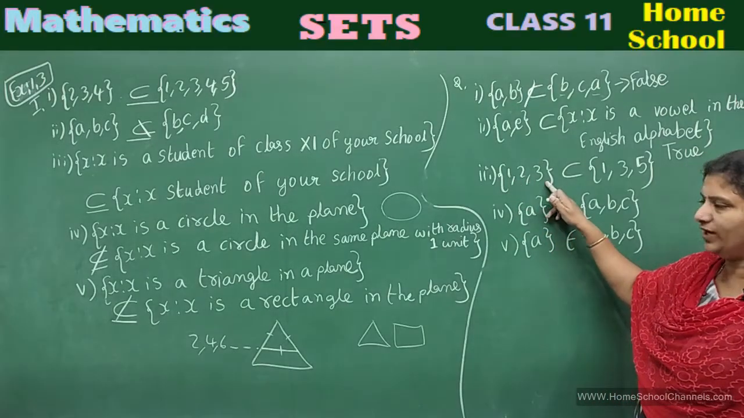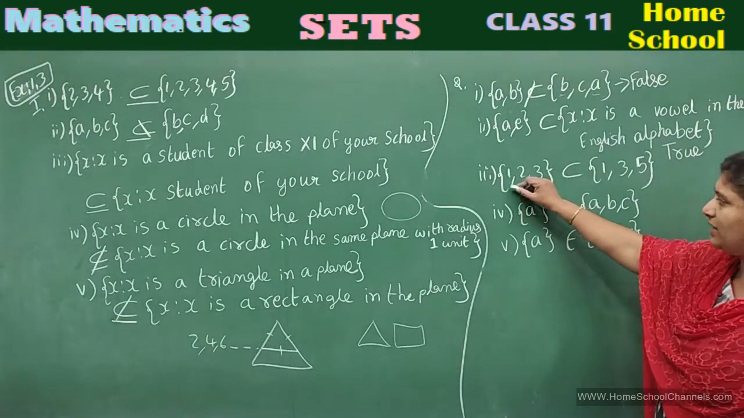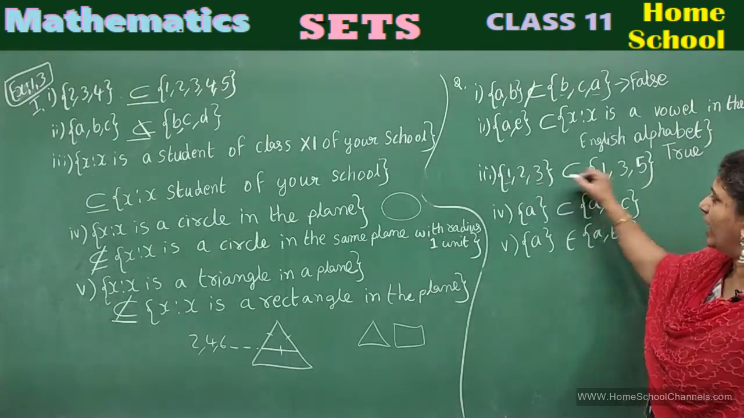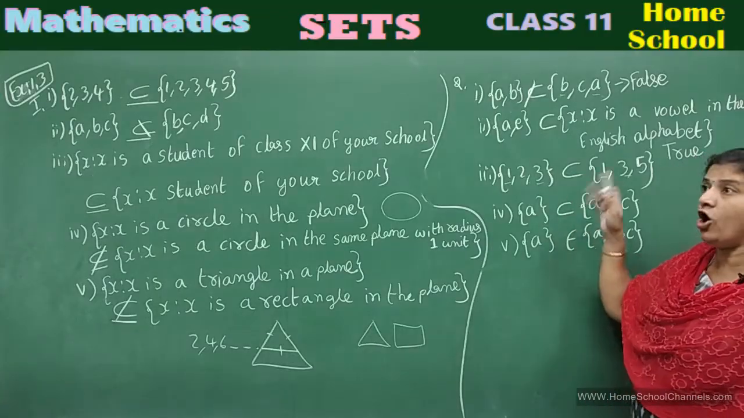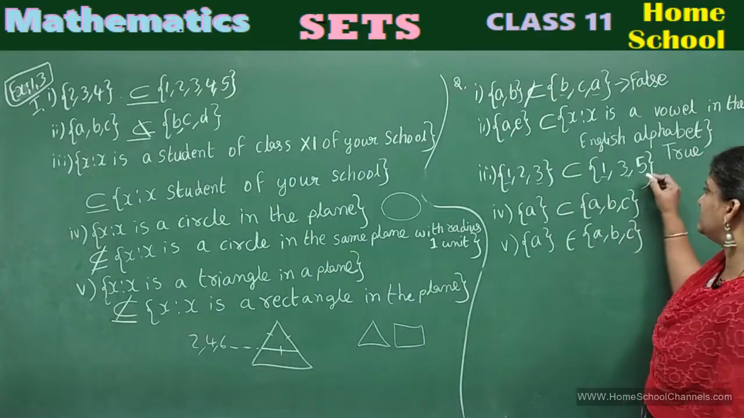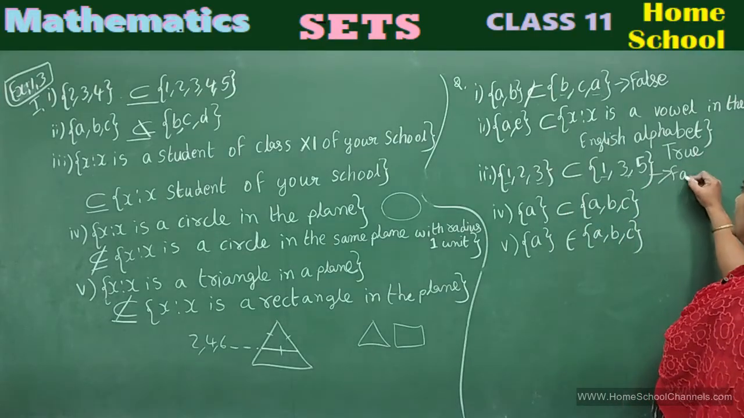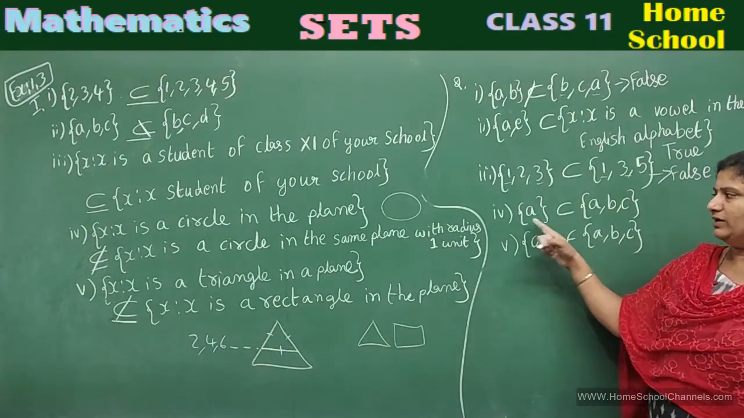Next one. {1, 2, 3} is a subset of {1, 3, 5}. See, check whether all the elements are present in this set. 1, 3 are there. What about 2? 2 is not there. So it is not a subset. But they have given subset. So what you can say about this one? It is false. Next one, fourth one.